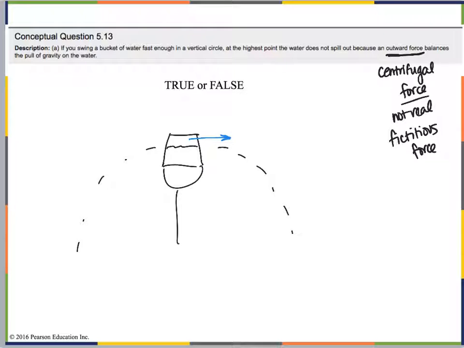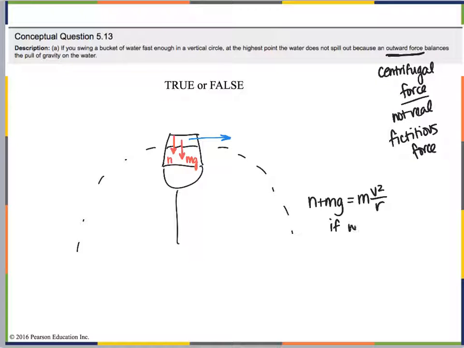And so if it's upside down for a short enough period of time, the water's so busy moving in the horizontal direction that it doesn't have enough time to fall out of the bucket while the bucket is upside down. If we wanted to look at forces acting on the water, we would have the force of gravity, and we would also have the normal force that the bucket exerts on the water. So those two forces together would give us our centripetal acceleration times mass, so ma.